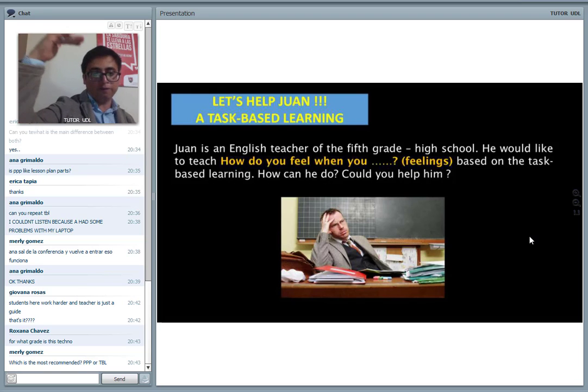Remember that we have 3 different stages. The pre-task, that is the introduction. We have the task cycle. So inside the task cycle, we have the task, the planning, and the reports. And finally, we have the language focus, that is the analysis and the extra practice, if needed, right? So tell me some possible solutions or some ideas to help Juan.